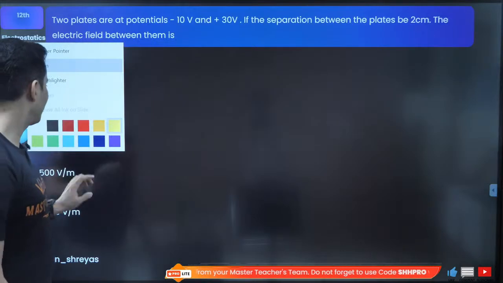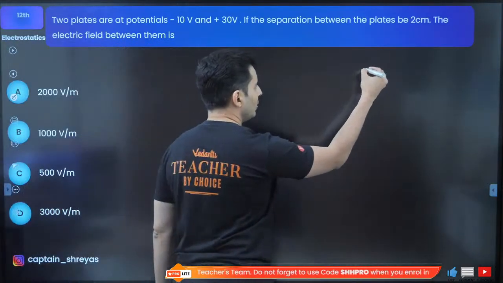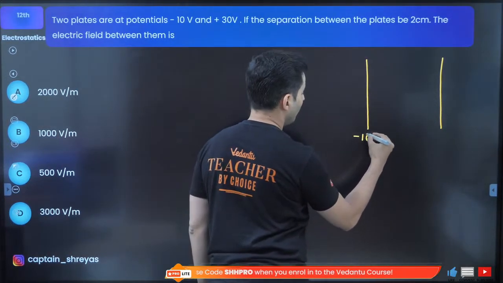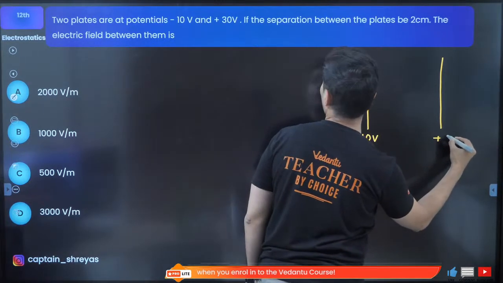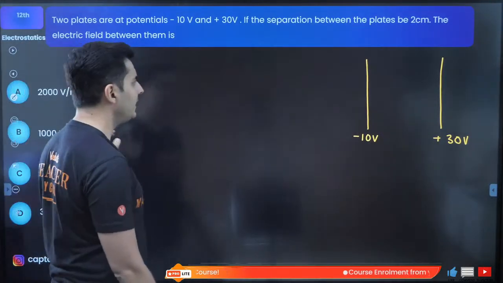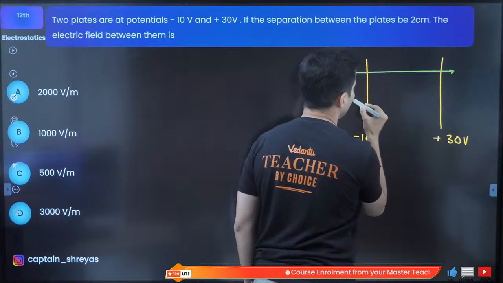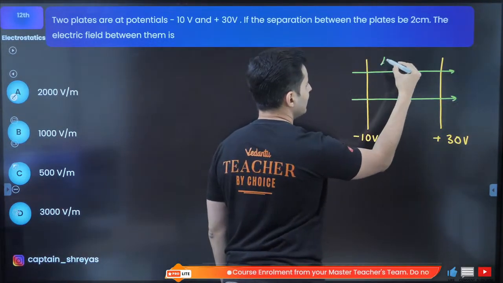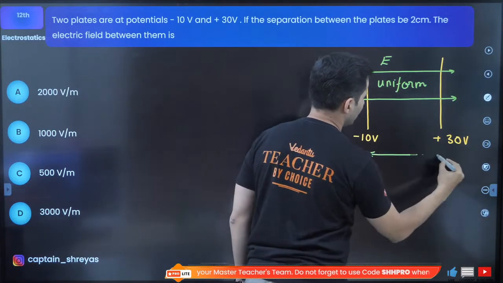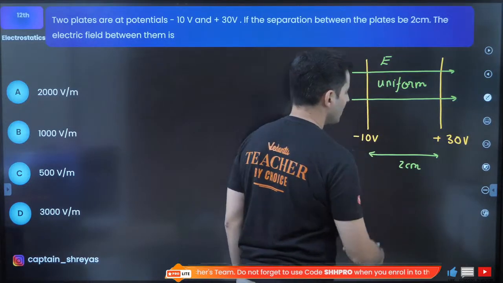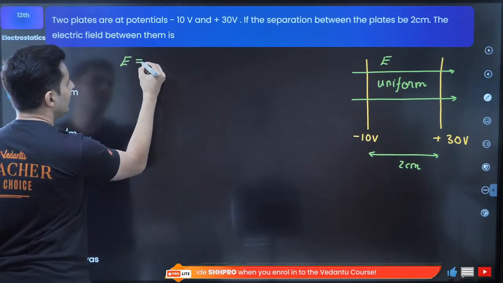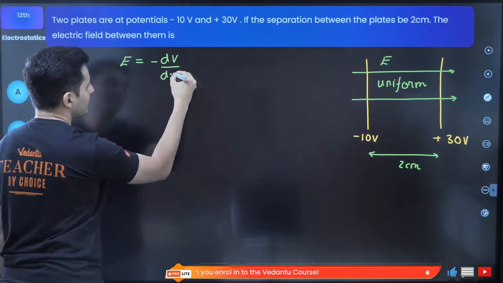Yeah, let's try to do this. So think about 2 potential lines, one over here and one over here. These are minus 10 volts and this is plus 30 volts. These are your equipotential lines. Naturally, the electric field has to be perpendicular to it. So the electric field will be like this. In fact, this electric field will be a uniform field, and there is some distance between them, that is basically your 2 centimeters. Great. Now, if you recollect this formula, E is equal to minus dV by dx.